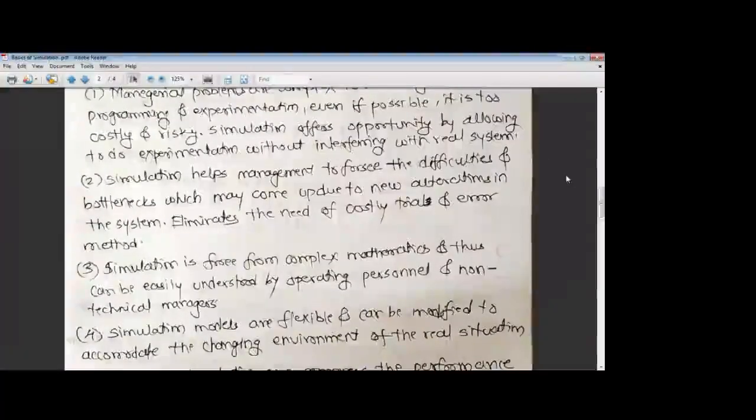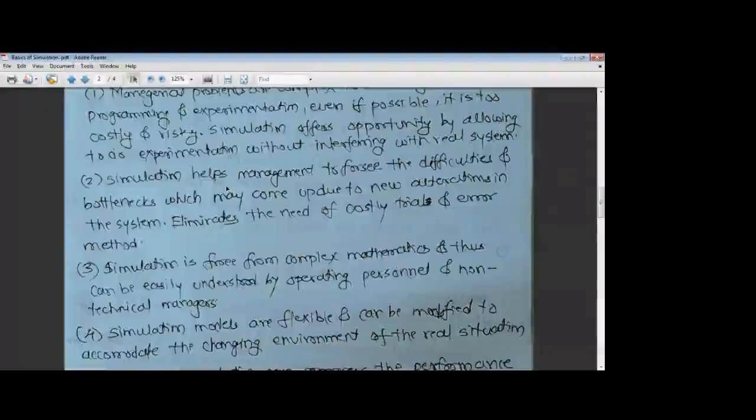After installing that particular machine, right? So no, I do not have to install that particular machine right away. This particular simulation will help the management to foresee the difficulties and bottlenecks. Now, what is the meaning of foresee? To foresee is to identify the problems beforehand, right? So it means visualizing that particular problem before its occurrence. So that is the meaning of foresee.